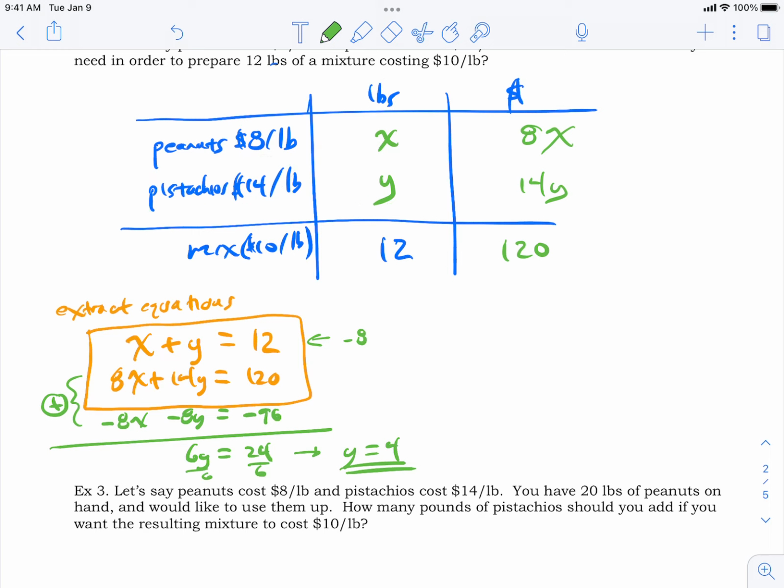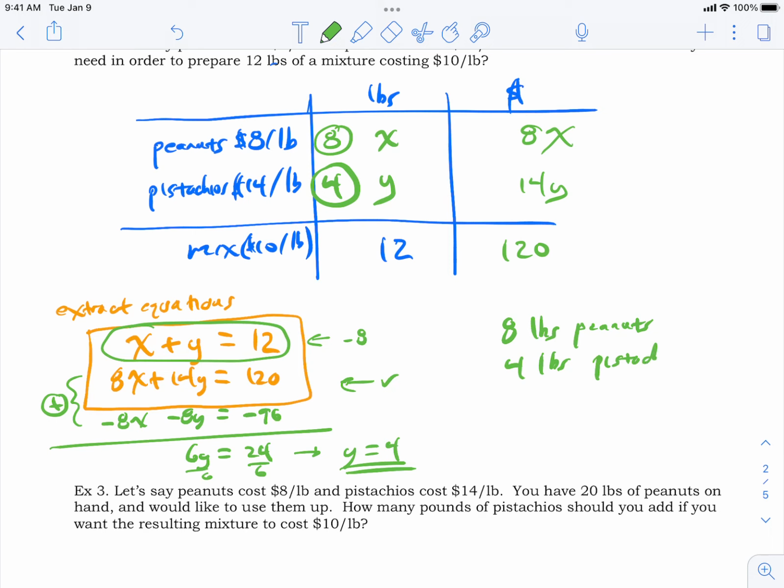And then you could come down and solve your system for x if you wanted to, but you could also look at the table and say, well, something plus 4 equals 12. I guess that must be an 8. I suppose you could verify, come down here and make sure x equals 8. But, well, look, it says it right there. You have to add them together to get 12. Okay, so anyway, that's the answer. We're going to use 8 pounds of peanuts. And we're going to use 4 pounds of pistachios. It's kind of fun after a while, ain't it?